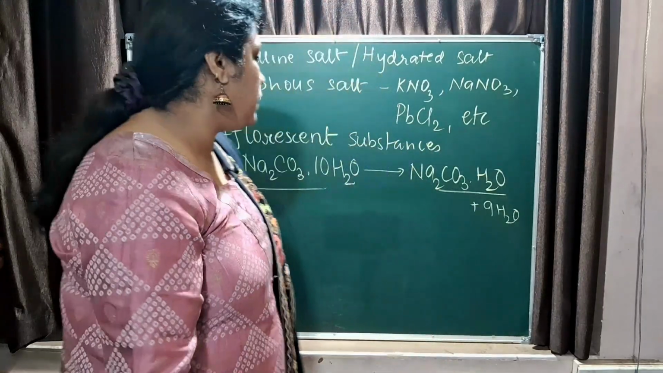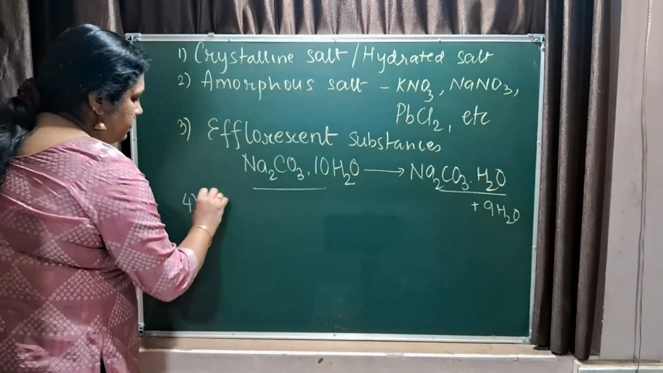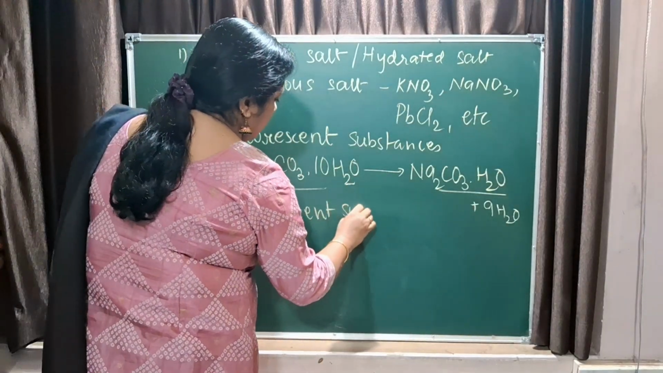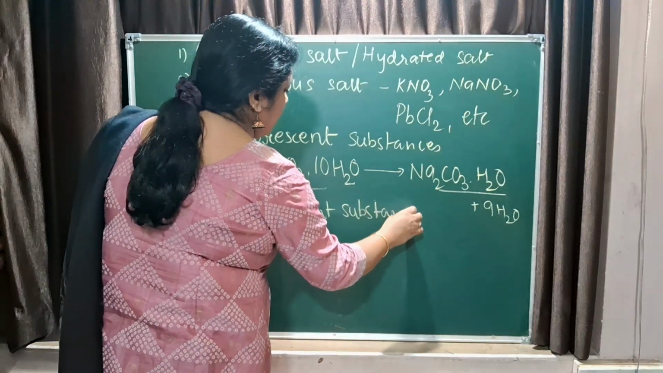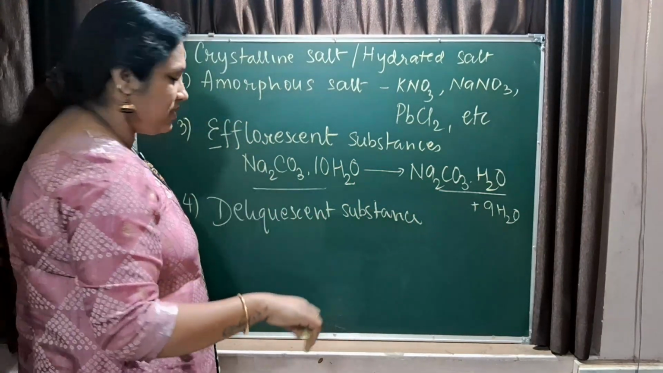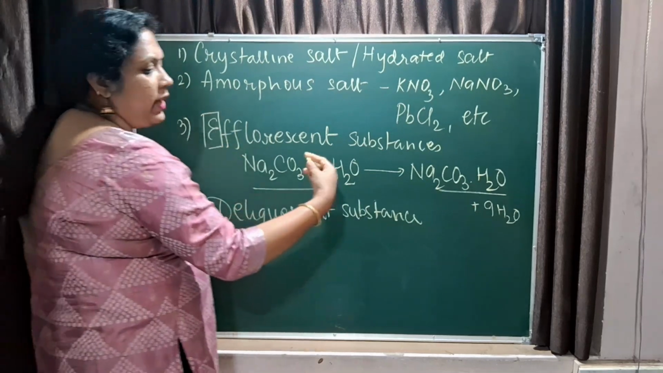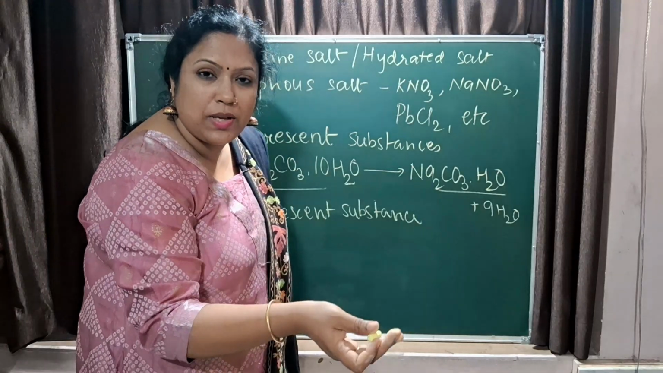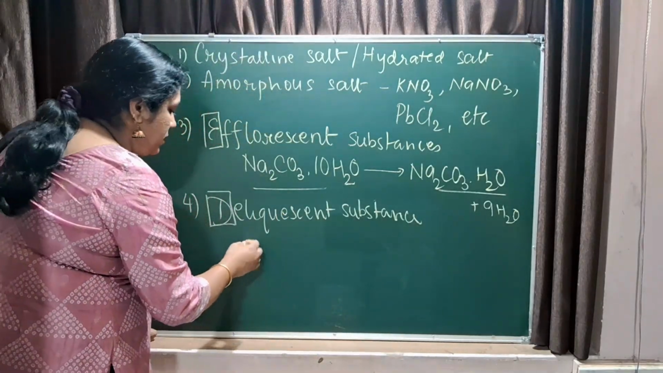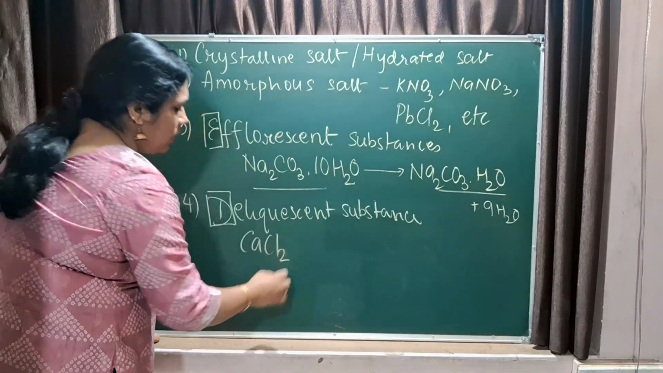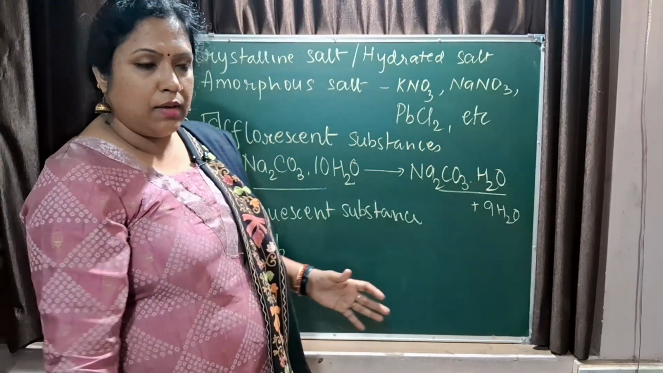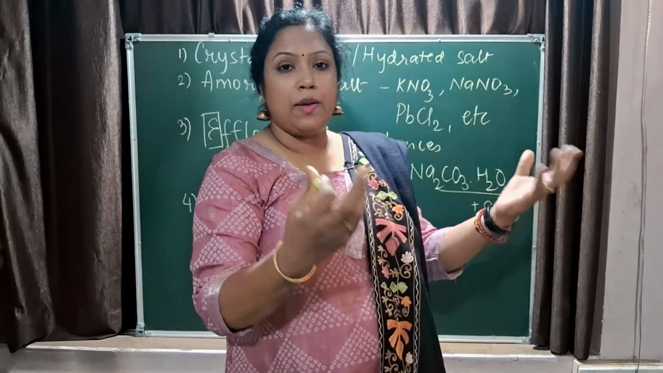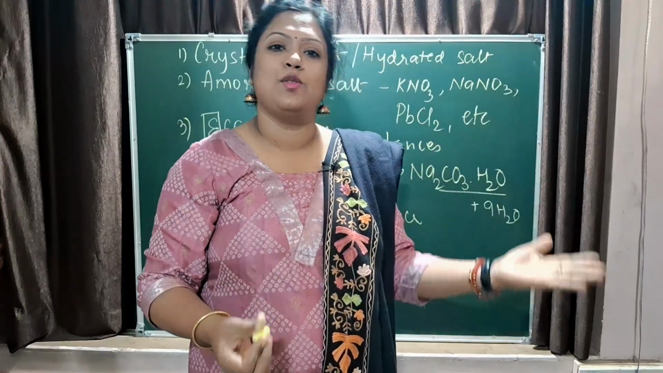Is that clear? Next we talk about the deliquescent salts or substances. Efflorescent means water exits. Deliquescent means it becomes dilute. So what happens? We have salts like calcium chloride. When you expose calcium chloride to the atmosphere, it will absorb the moisture from the atmosphere and form a solution.